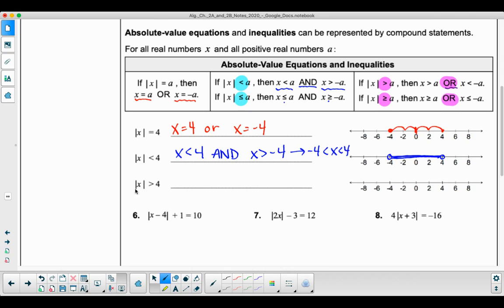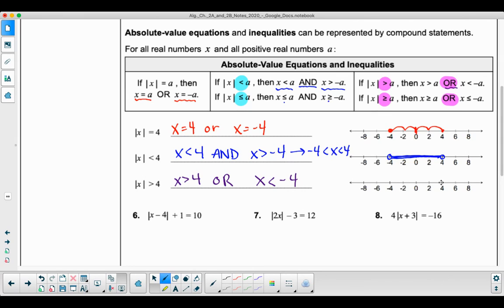All right, next, the absolute value of x is greater than 4. Well, since we have a greater than symbol, we're going to use or. So x is greater than 4 or x is less than negative 4. Now with or, they're going to be going in opposite directions. You'll see on the number line here in a second. So you're just going to leave them as an or. You can't write them as a single compound.